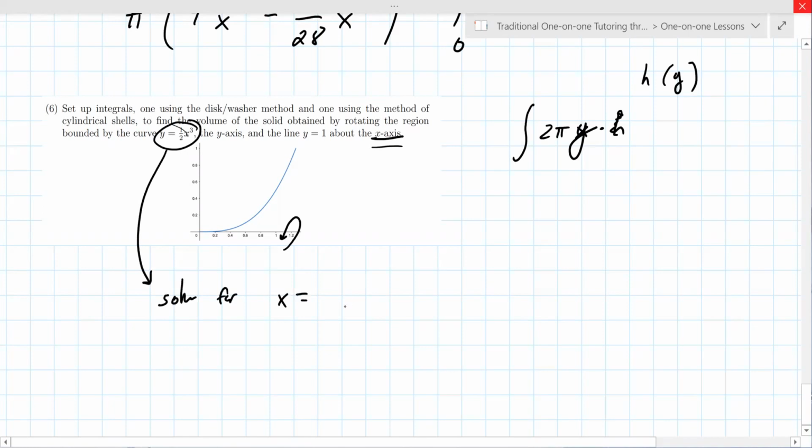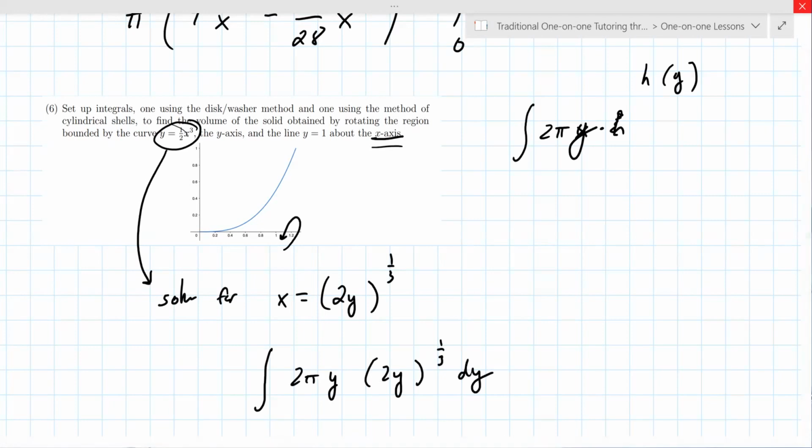So x is the cube root of 2y, 2y to the 1/3 power. So our integral goes from 2 pi y, and then it's 2y to the 1/3 power dy. And then your limits of integration come from the y value. So in this case, it is just 0 to 1 because of that distance there.